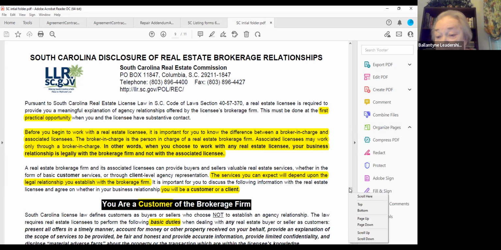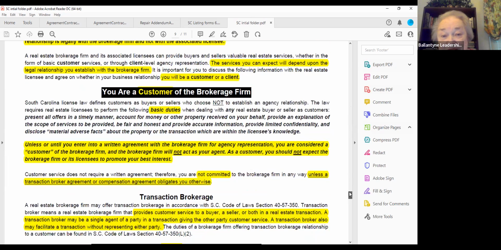But I do like this form. Yeah, and I tell you what I like about it. I like it because it points out very clearly and simply. You start out as a customer of the brokerage firm.